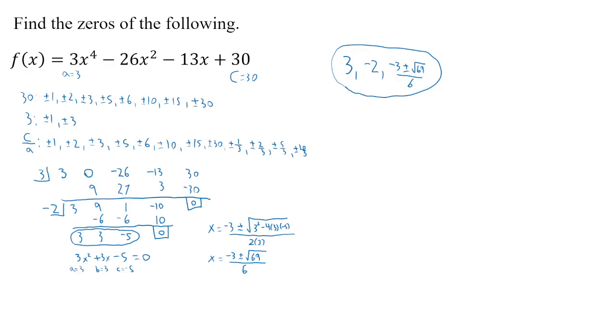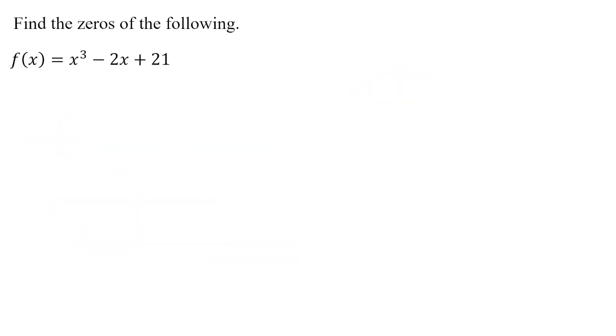Let's do one more example. Let's say you're asked to find the zeros of the following. Well, we know this function is of degree 3, so there are 3 zeros. So the first thing we're going to do is list all our possible zeros.